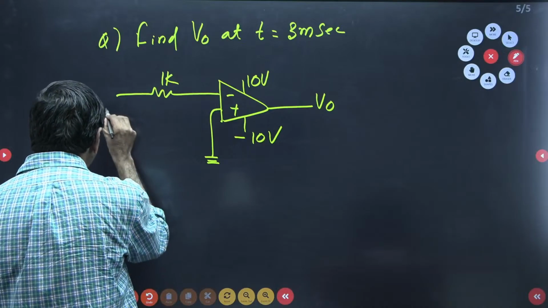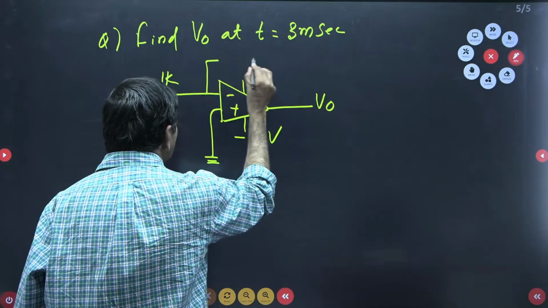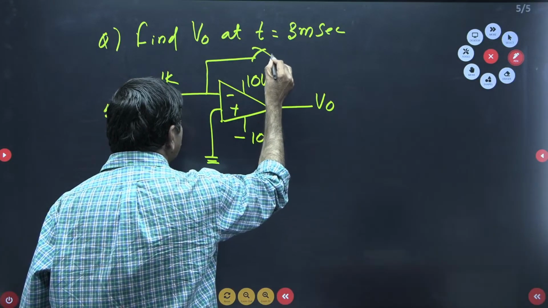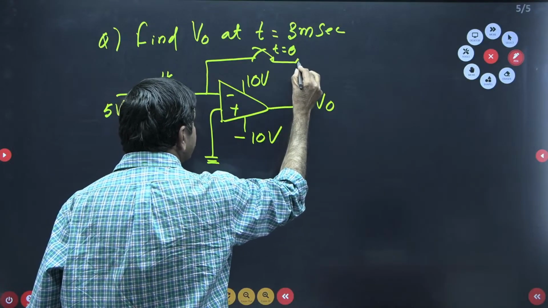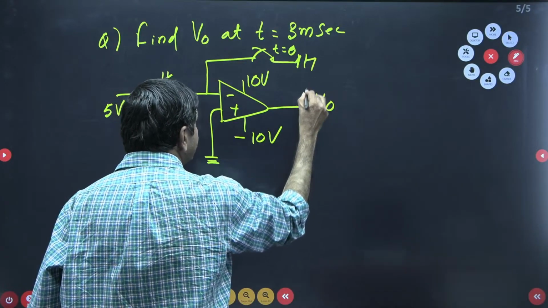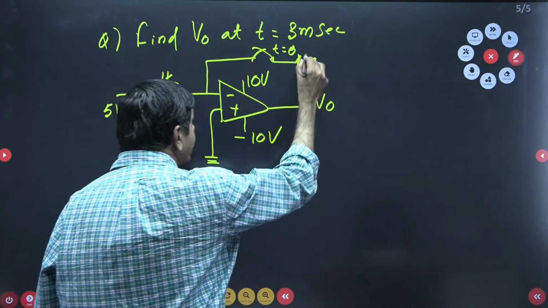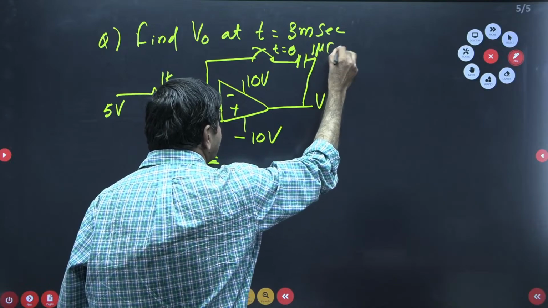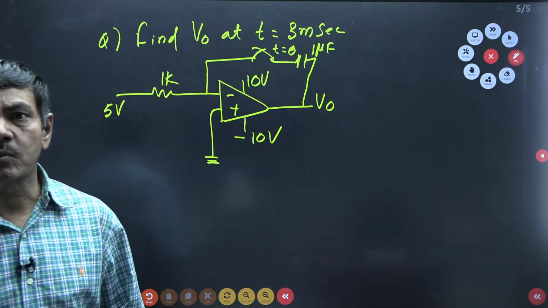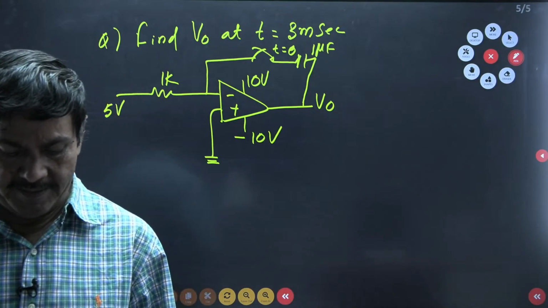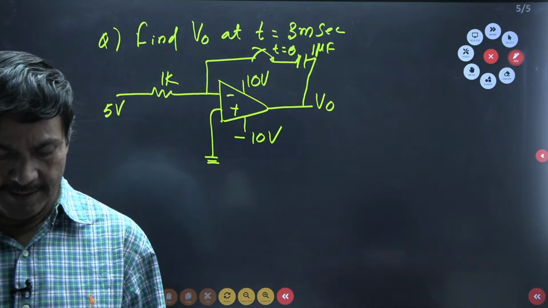And the supply voltage is given as 5 volts. The switch is closed here at t equal to 0. Here is given a capacitor. This capacitor is 1 microfarad only. Yes, you complete this question without my help. But I will see how many students can complete this question and give the answer.